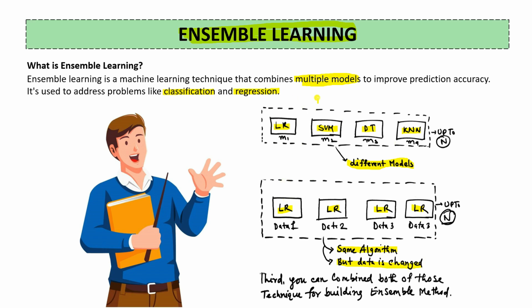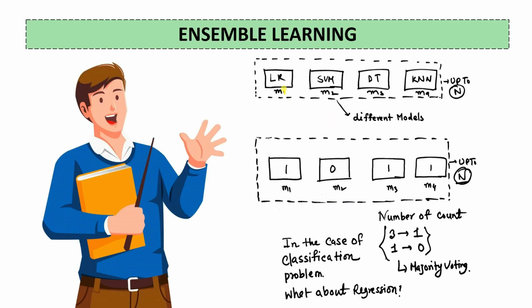So now the question is, how can you do the predictions? Because we know that a traditional machine learning model is used for training as well as testing or prediction. So what about the prediction task for classification? We have one model, let's say linear regression, giving the output 1, another model, let's say SVM, giving 0, the decision tree giving 1, and the KNN giving 1. So we have 1, 0, 1, 1.